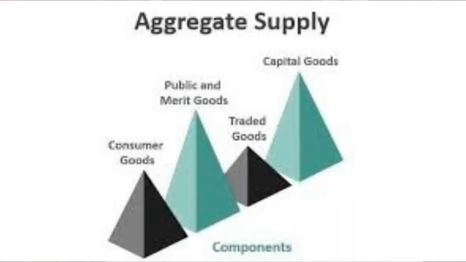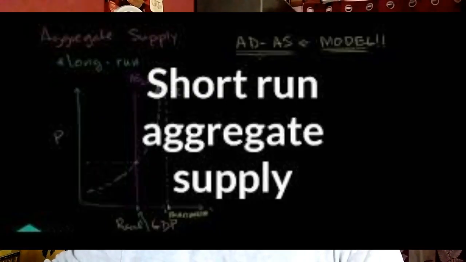What is the aggregate supply formula? Aggregate supply is the relationship between the price level and the production of the economy. In the short run, the aggregate supply is graphed as an upward sloping curve. The short run aggregate supply equation is Y equals alpha of P minus PE.